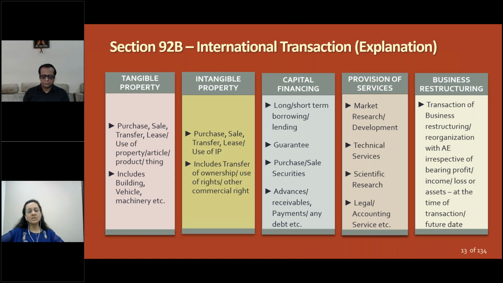And again, the controversy on this is that it could have been added because there is a clause for transactions having a bearing on profits, incomes, losses, or assets. But this particular item in the explanation says that even if there is a business restructuring and it has no impact on the business, on the profit, incomes, losses, or assets at that time or at a future date, it still has to be disclosed. And so accordingly, there is an amendment in the 3CEB, and now any business restructuring within the organization at the AE level, whether it affects the Indian enterprise or not, is required to be reported.